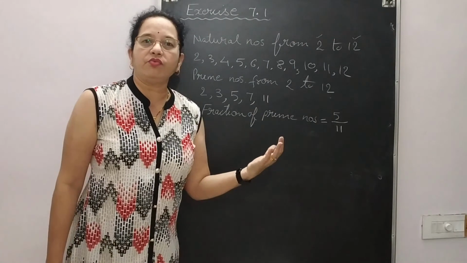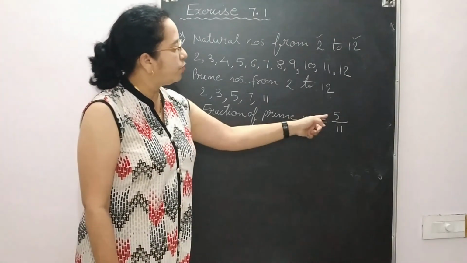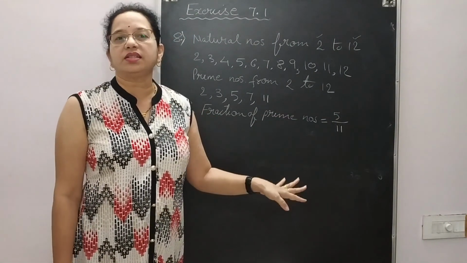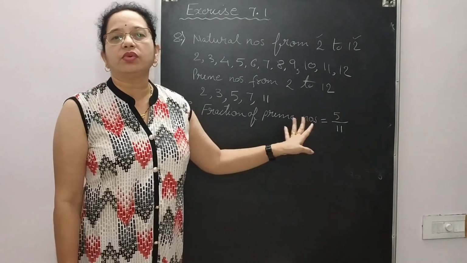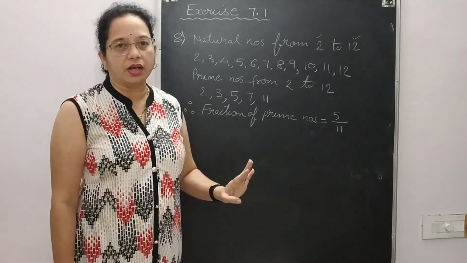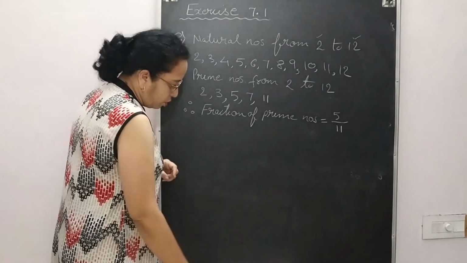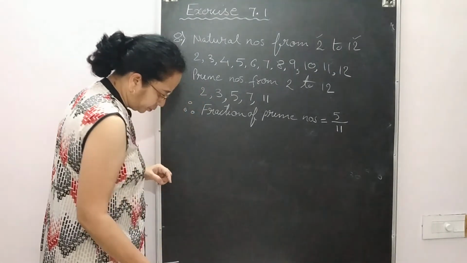What is the next step? We convert into simplest form. But 5 upon 11 is already in simplest form. So no need to convert into simplest form. This is the final answer. Now come to the next question.